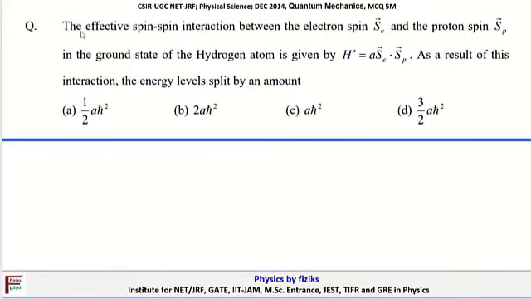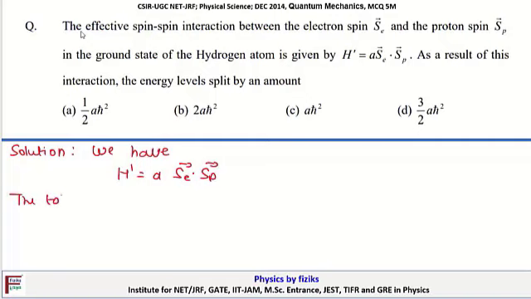The effective spin-spin interaction between electron spin Sc and the proton spin Sp in the ground state of the hydrogen atom is given by H dash equals A Sc dot Sp. As a result of this interaction, the energy level is split by an amount. So we have to determine the split or separation in the energy levels. Solution: we have H dash equals A Sc dot Sp.